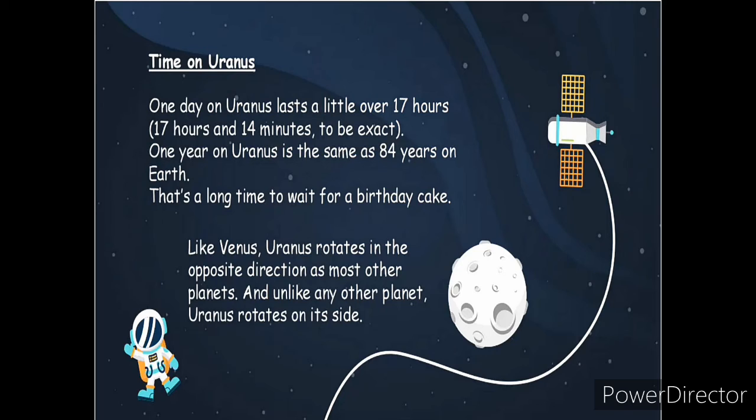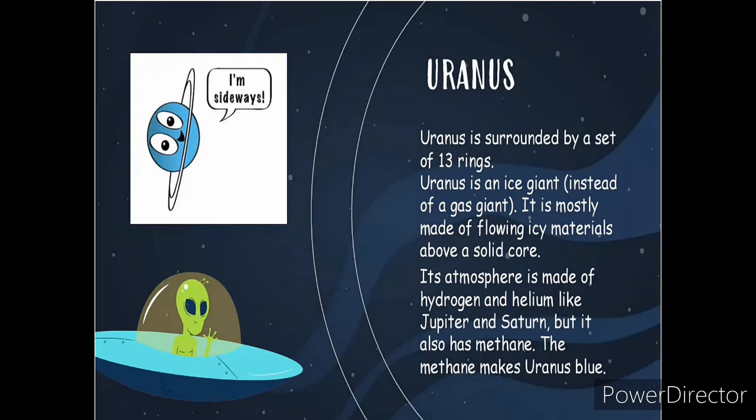Like Venus, Uranus also rotates in the opposite direction. It also rotates in the opposite direction, but it rotates on its side. I said I'll be telling you why it is like this. Sideways. I am sideways.